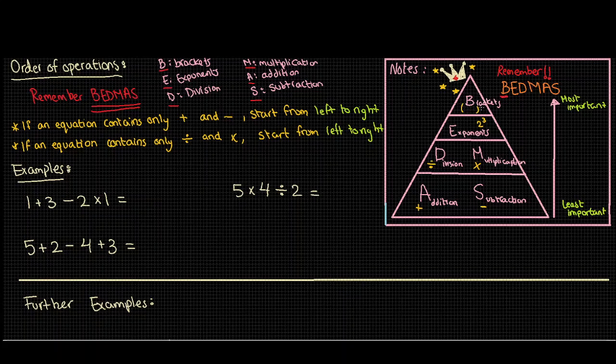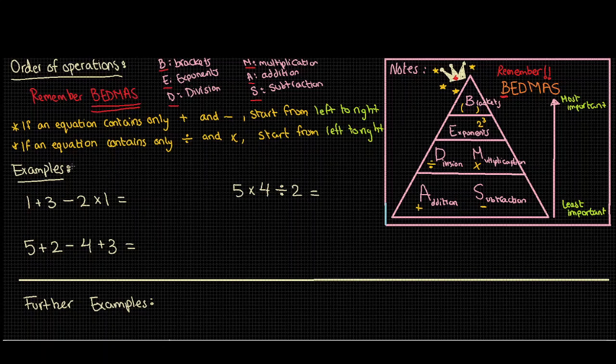If you find brackets in an equation, you start with them. If you don't find any brackets, the next most important thing to look for is exponents. But if you don't find these, you look for division and multiplication. They are equally as important as each other. And then the last, which is the least important, is addition and subtraction. Addition and subtraction are also equally as important as each other.